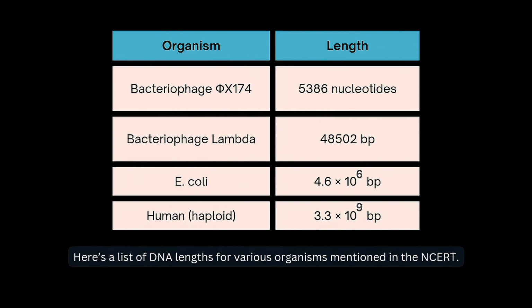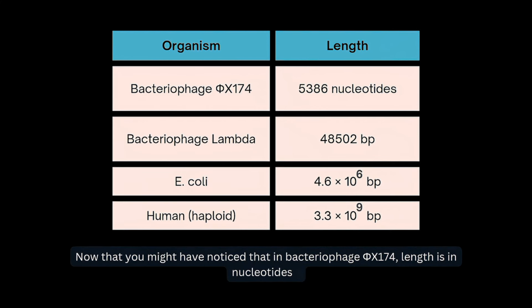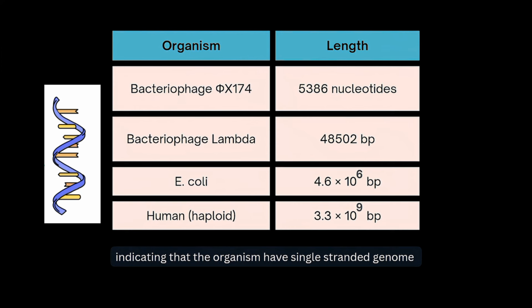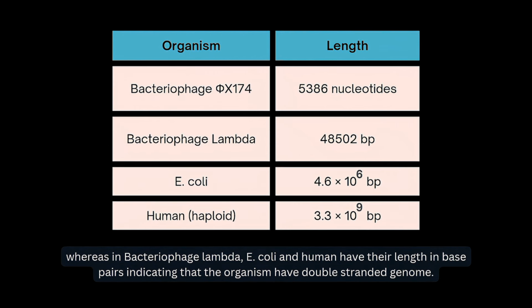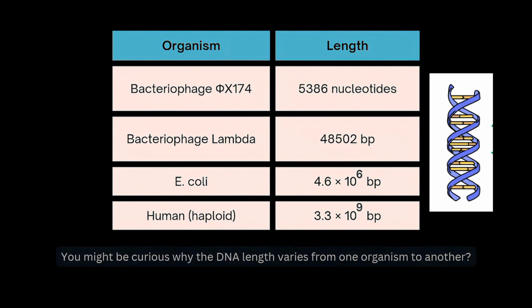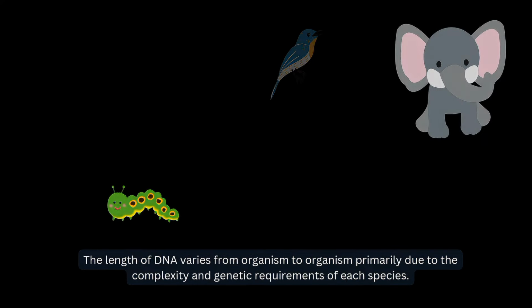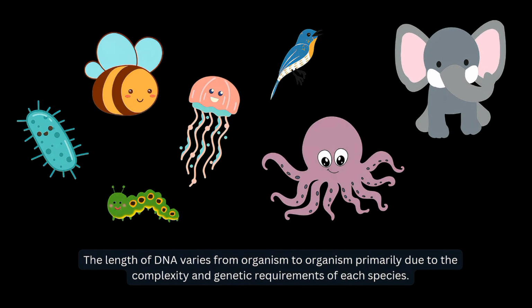Here's a list of DNA lengths for various organisms mentioned in the NCERT. Now, you might have noticed that in bacteriophage φX174, length is in nucleotides, indicating that the organism has a single-stranded genome, whereas bacteriophage lambda, E. coli, and human have their length in base pairs, indicating that these organisms have a double-stranded genome. You might be curious why the DNA length varies from one organism to another. The length of DNA varies from organism to organism primarily due to the complexity and genetic requirements of each species.